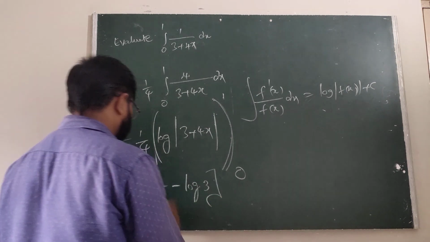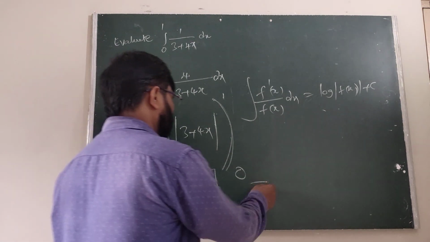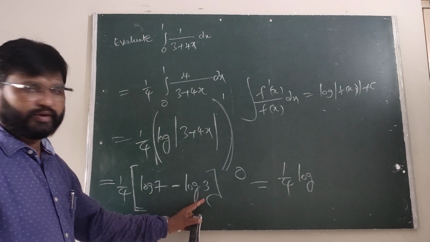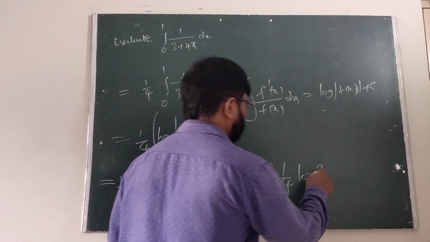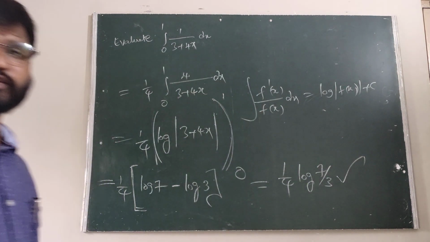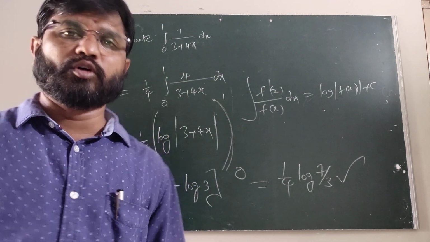We have to know that log a minus log b is log of a by b. That's why we can write 1 by 4 into log 7 minus log 3, which is log of 7 by 3. The log of 7 by 3, this is the answer. We know that the definite integral is always a numerical value only.